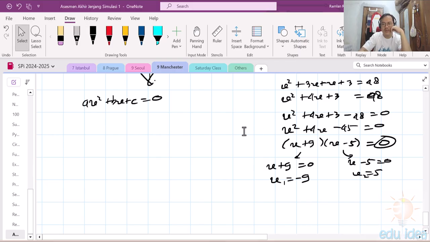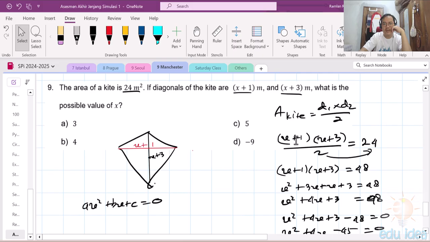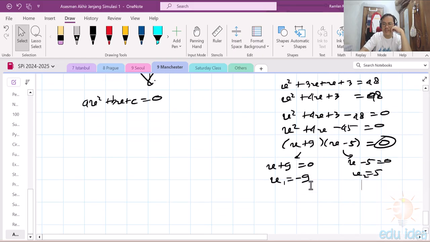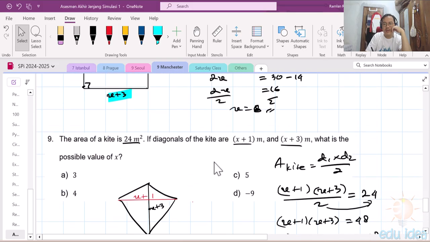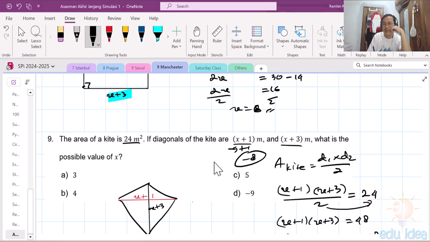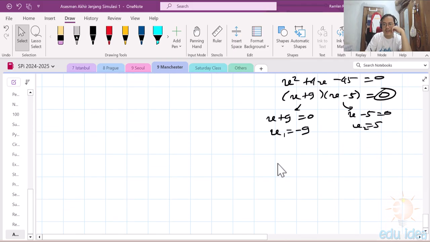Now, in terms of the context, it said, what is the possible value of x? So you might have to answer over here, but in terms of the context, you cannot use both of them. You only take one of them. And you see that if you plug in -9, for example, into this equation here, you will get -9 plus 1, which is -8. So length cannot be negative. That's why we cannot use this value.